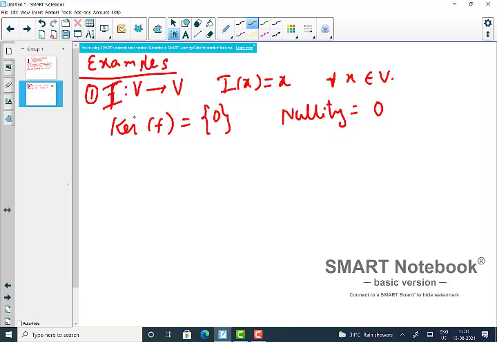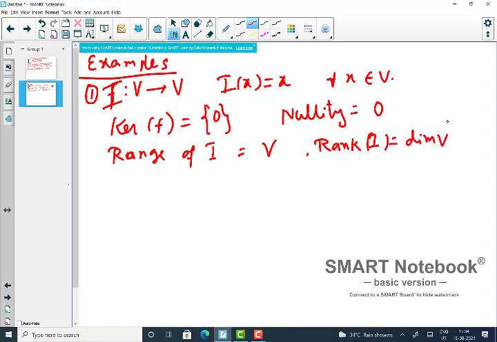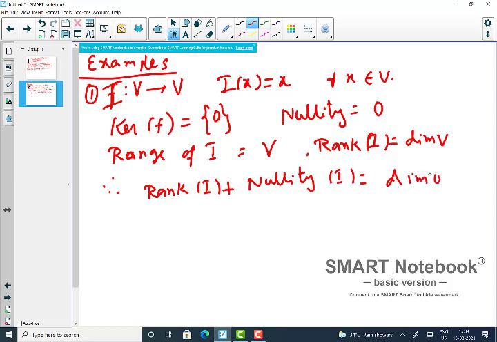And obviously the range of I is actually equal to V, and hence the rank of I is equal to the dimension of V. So it satisfies the formula that rank of I plus nullity of I is the dimension of V, because this portion is 0. Okay, so it satisfies the formula. These are simple things.